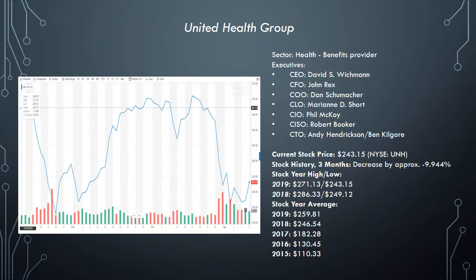The stock year average, as you can see, it was at 110.33 in 2015. Now, in 2019, the average, granted it's only been 3 months, it's 259.81, with 2018, the year average 246. They've been increasing about 124% per year at this rate. Correction, actually it's been a total of 124% in the last 4 years, not per year. That'd be pretty impressive. The current stock price is $243.15 through the New York Stock Exchange.